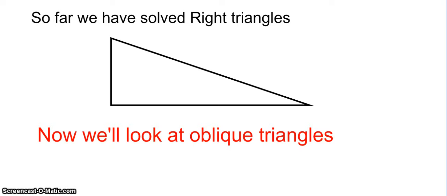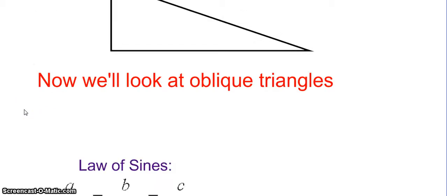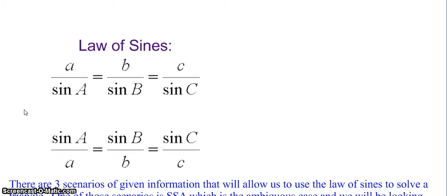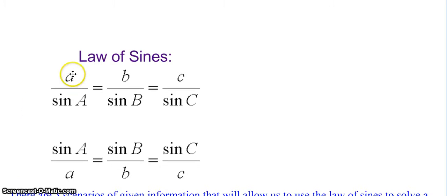However, I do want to make sure you understand that the law of sines will also work with right triangles, because the sine of 90 degrees, or pi halves, is 1. So that should make sense when we see the law of sines. So the law of sines, as we've seen before, is a over the sine of A equals b over the sine of B equals c over the sine of C, or sine A over a equals sine B over b equals sine C over c.